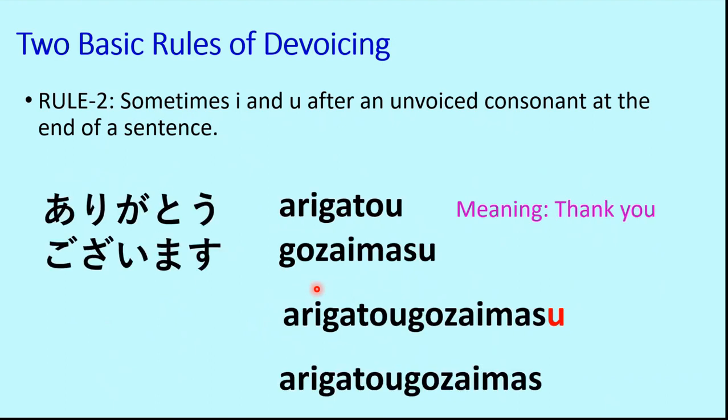Similarly, mas: arigato gozaimasu, onegai shimasu. These are all examples of mas. The sentences end with mas as well, so masu becomes mas due to devoicing. And this is again another good example of rule 2. Arigato gozaimasu, onegai shimasu, and so on.